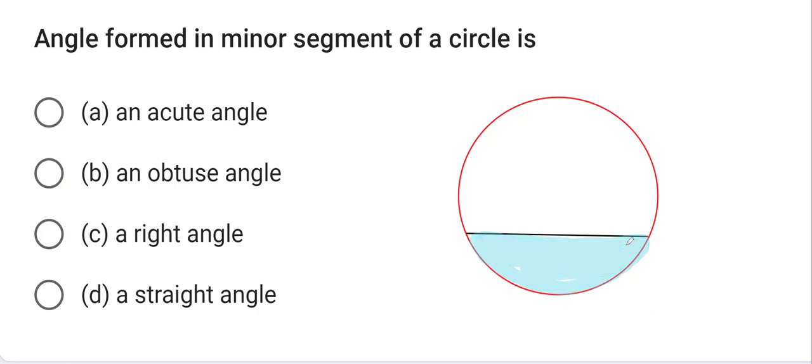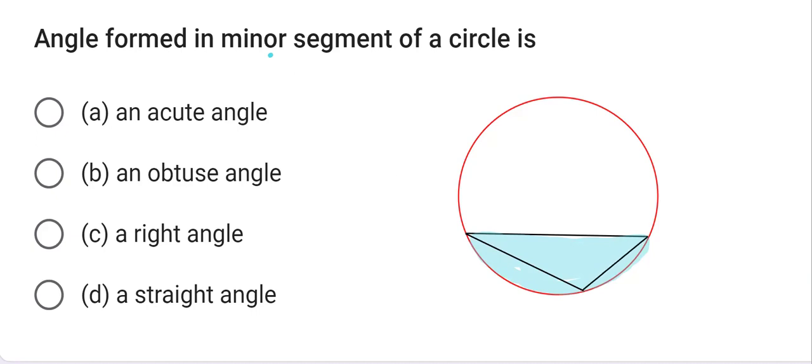Now, they are not asking about the angle subtended by a minor segment. The question is the angle formed in the minor segment. So it's a different thing, right? Here they mean the angle over here, that means they are talking about this angle. Let me show you. This is the angle they are talking about, right?